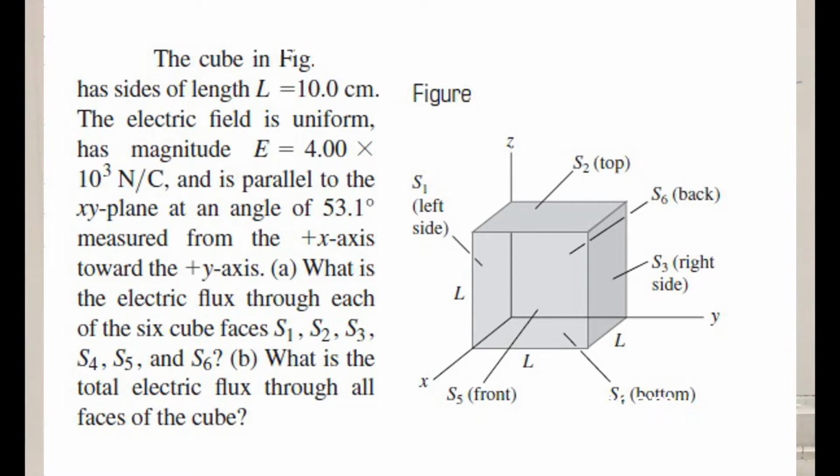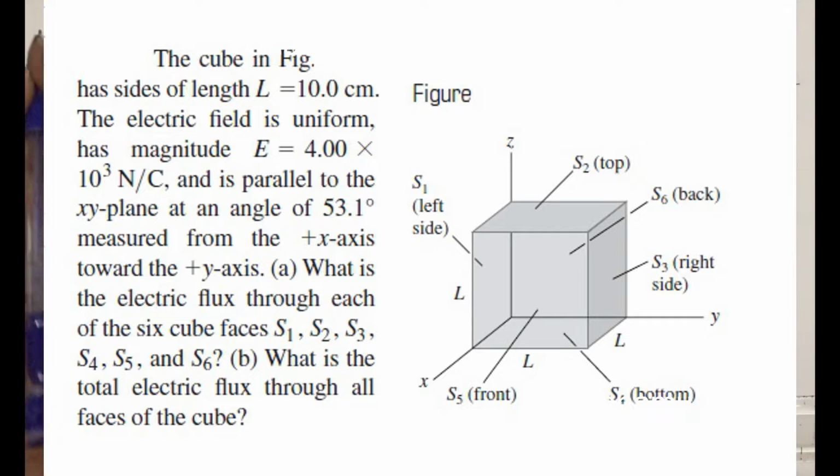A. What is the electric flux through each of the 6 cube faces S1, S2, S3, S4, S5 and S6? B. What is the total electric flux through all faces of the cube?